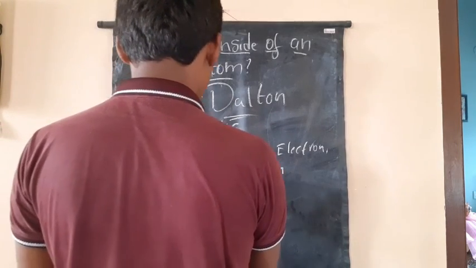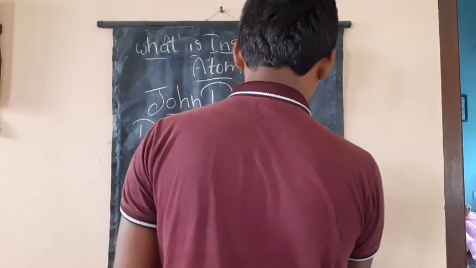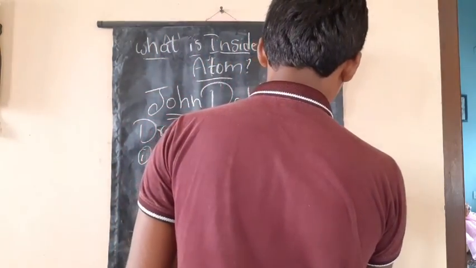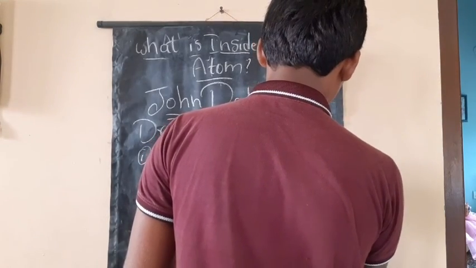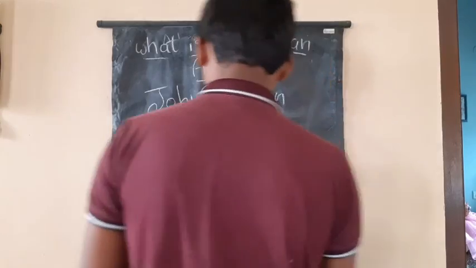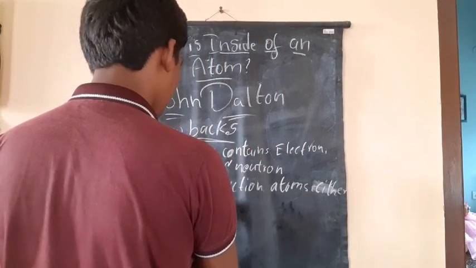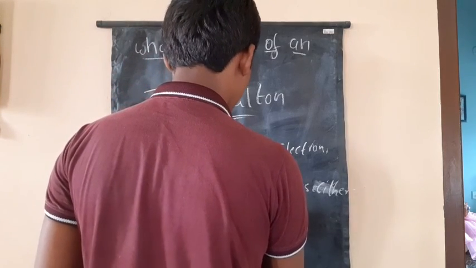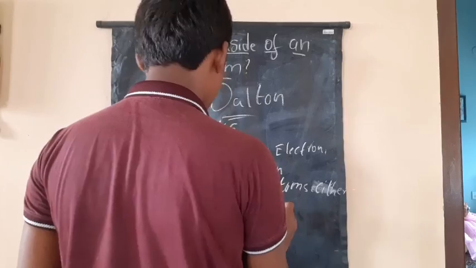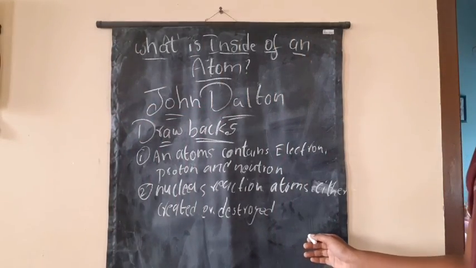In nuclear reactions, atoms can be created or destroyed. This is our second drawback we found in John Dalton's experiments.